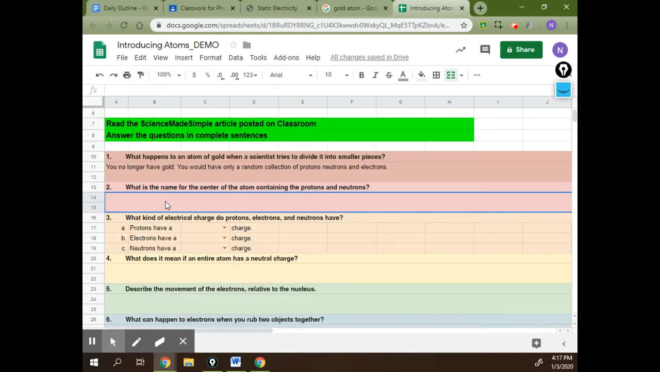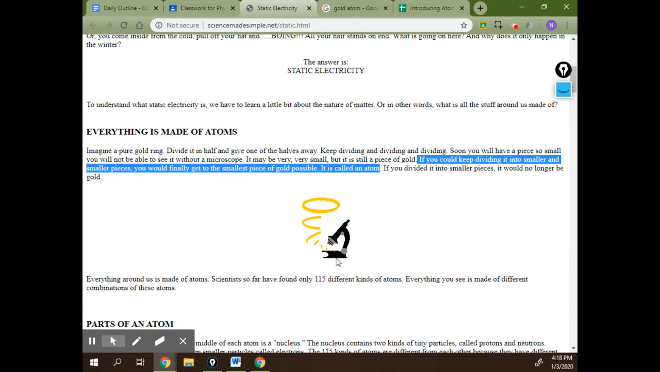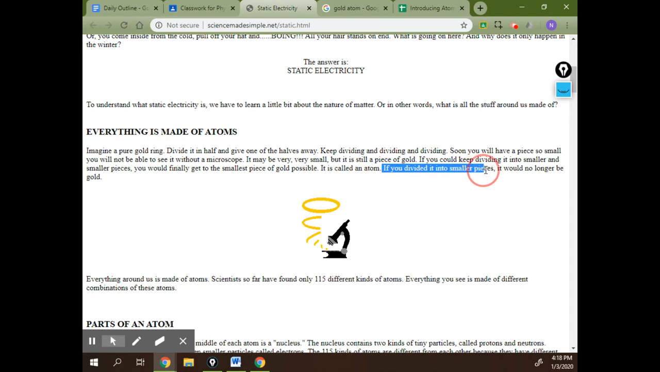All right, what is number two? What is the name for the center of the atom containing the protons and neutrons? The easiest thing on here. It's called the nucleus. Oh yeah, by the way, where to get the first one from the reading? If you divide it into smaller pieces, it would no longer be gold. There, see, it was right there.